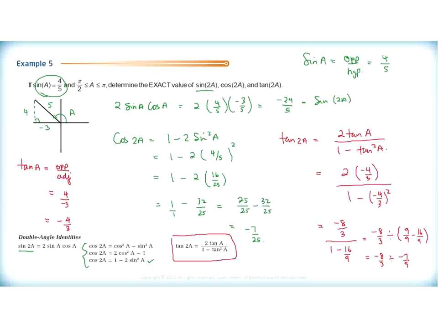All I need to do now is multiply by the reciprocal. So let's go up right here to finish that. I've got negative 8 over 3 times negative 9 over 7. That's going to give me 72 over 21. And this does reduce, and it's positive, by the way. So 72 divided by 3 is 24, 21 divided by 3 is 7. So I get 24 over 7 for my final answer for the tan of 2a.